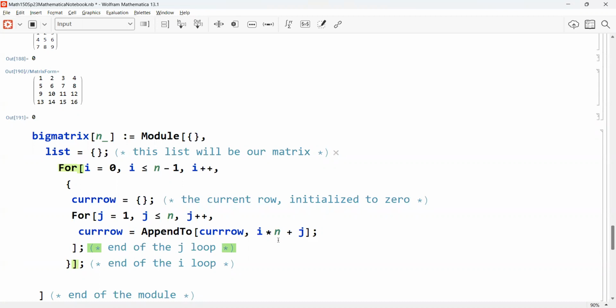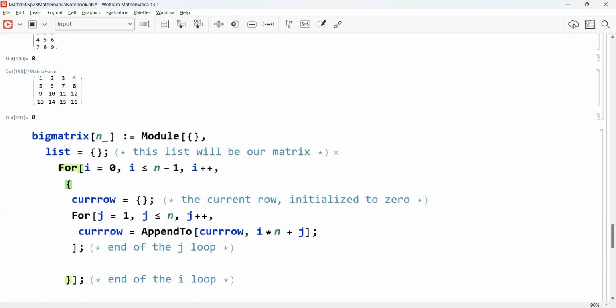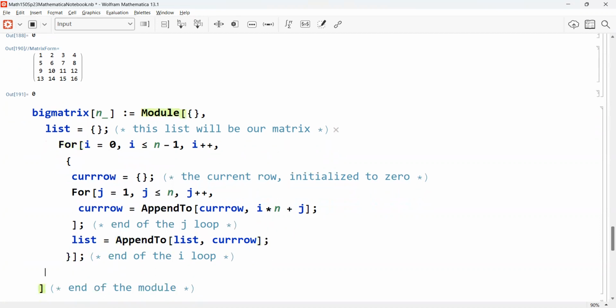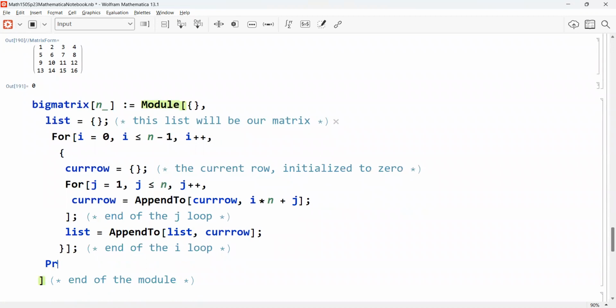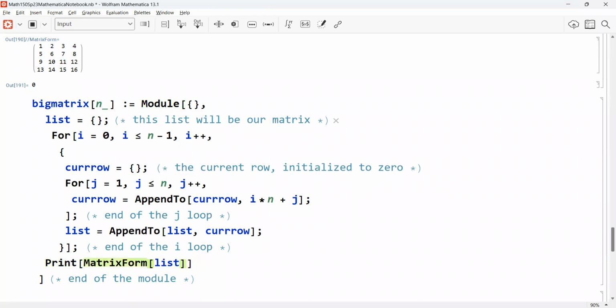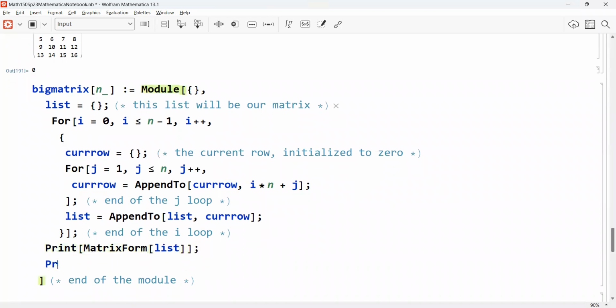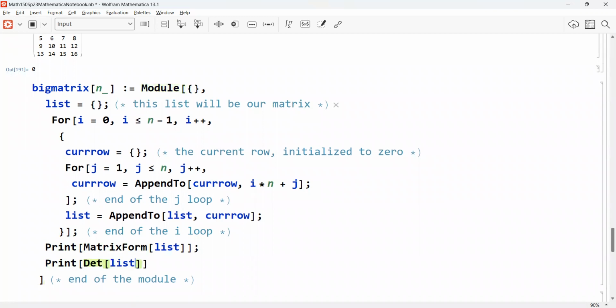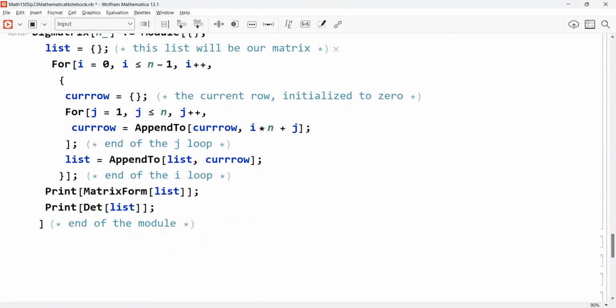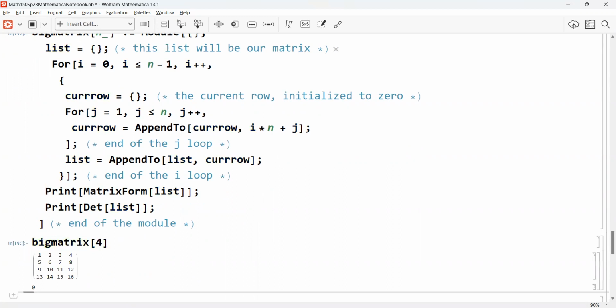and so now after I finish the j loop, I want to put this in as my next row. So now list equals append to list the current row. And now let's print matrix form of list. So that'll print it out, and then print determinant of list. So hopefully this will work. So we called this big matrix. Let's do 4. And it worked.